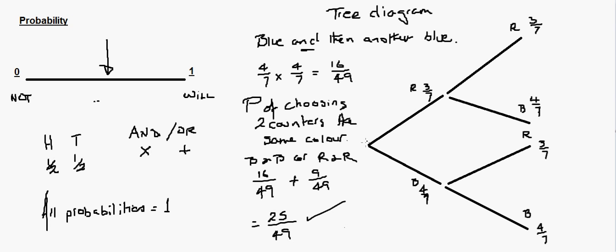Okay? And then tree diagrams, here we've replaced the counters. So you'll see that it will always be, doesn't matter how many times you choose, it will always be 3 over 7 and 4 over 7. Okay, so I'll do probability number 2 where we don't replace, and we also look at relative probability. Okay.